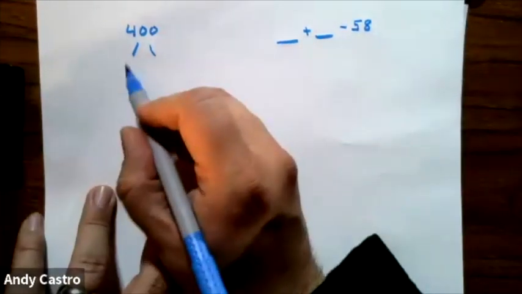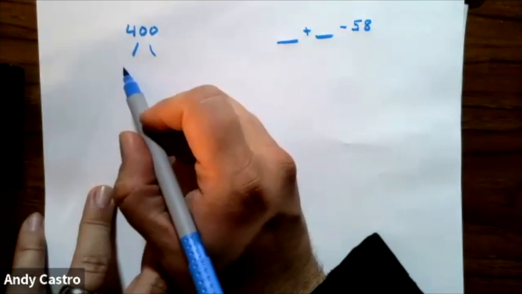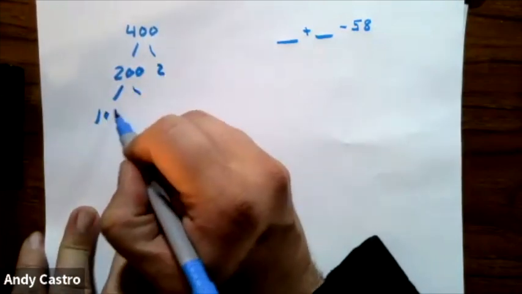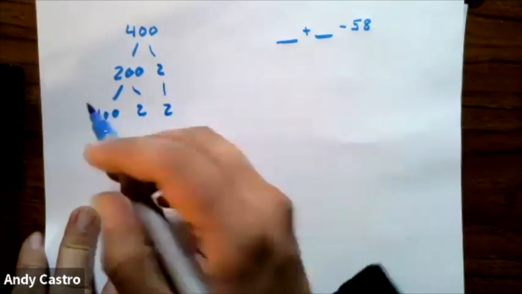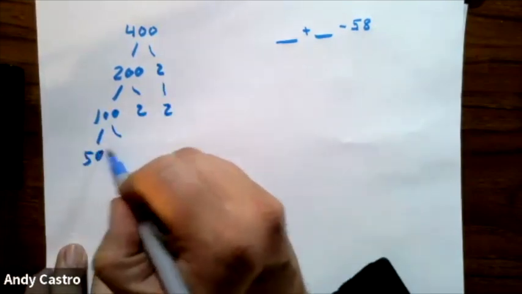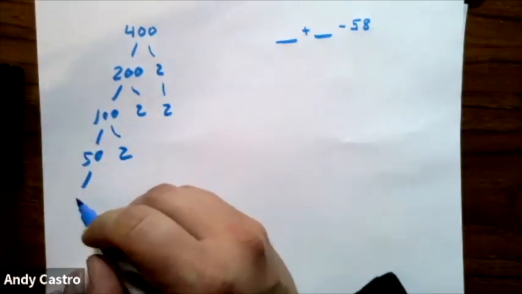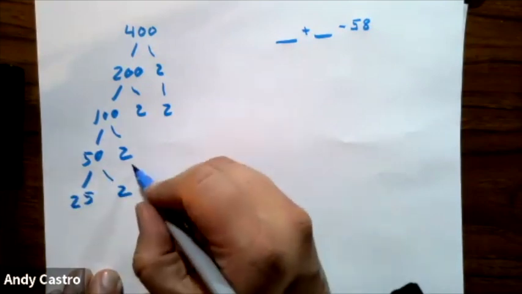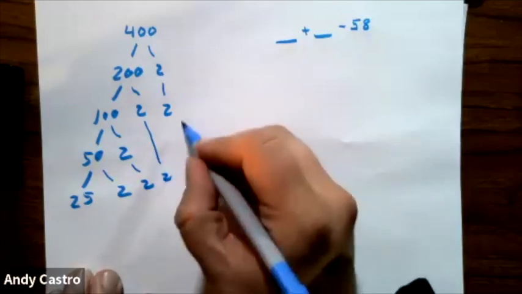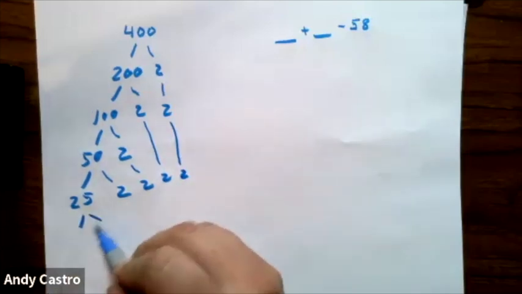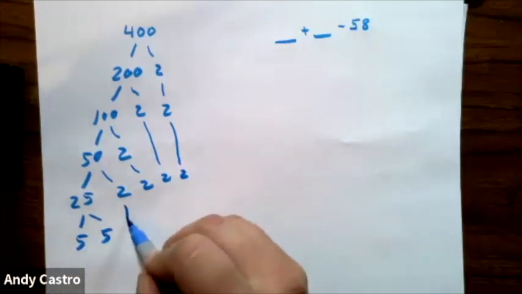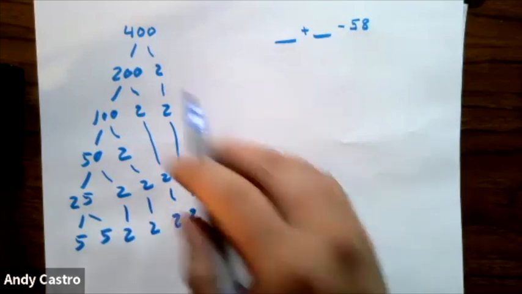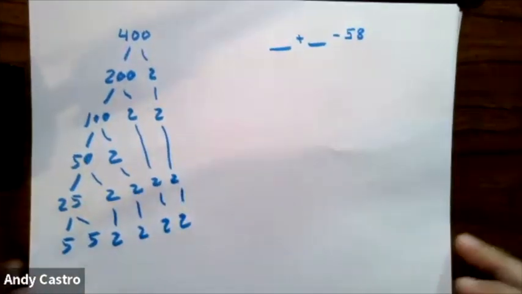All right, so 400 can just be 200 times 2, 100 times 2, 50 times 2, 25 times 2, and this is obviously 5 times 5. So two 5s and four 2s gives me 400. All right.